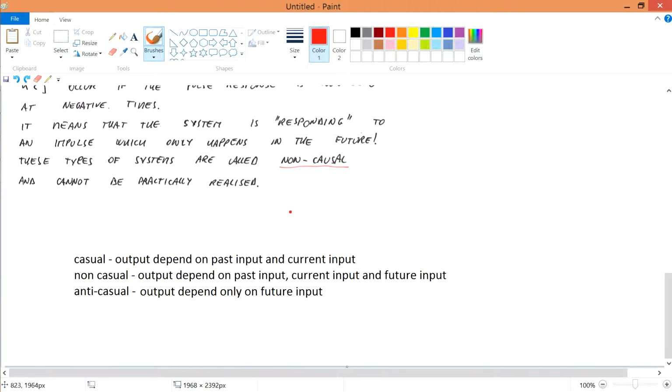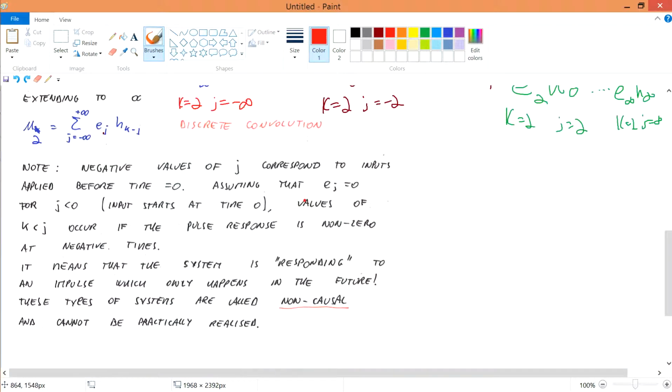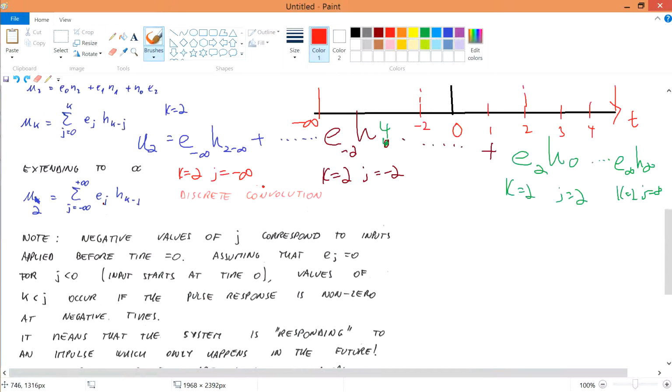So non-causal system works in some sort of that way. And if you read it up, the non-causal system cannot be practically realized because it hasn't happened yet, but it will soon happen, something like that. The rest you can read yourself because I don't understand what it's trying to mean, but at least I hope this is a pretty clear understanding for the causal part.